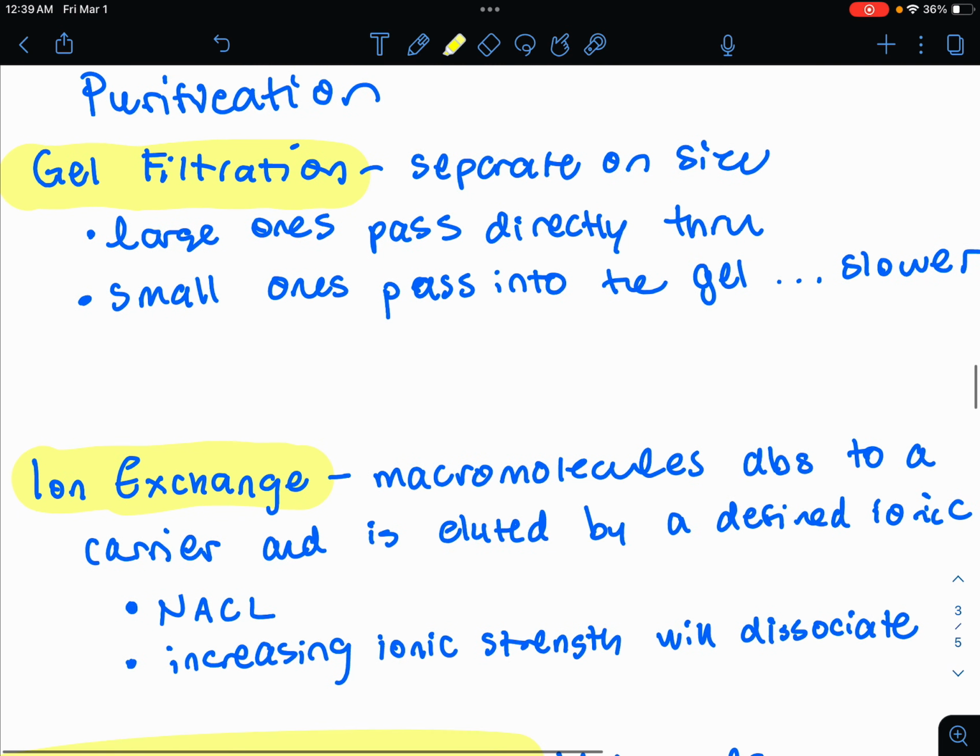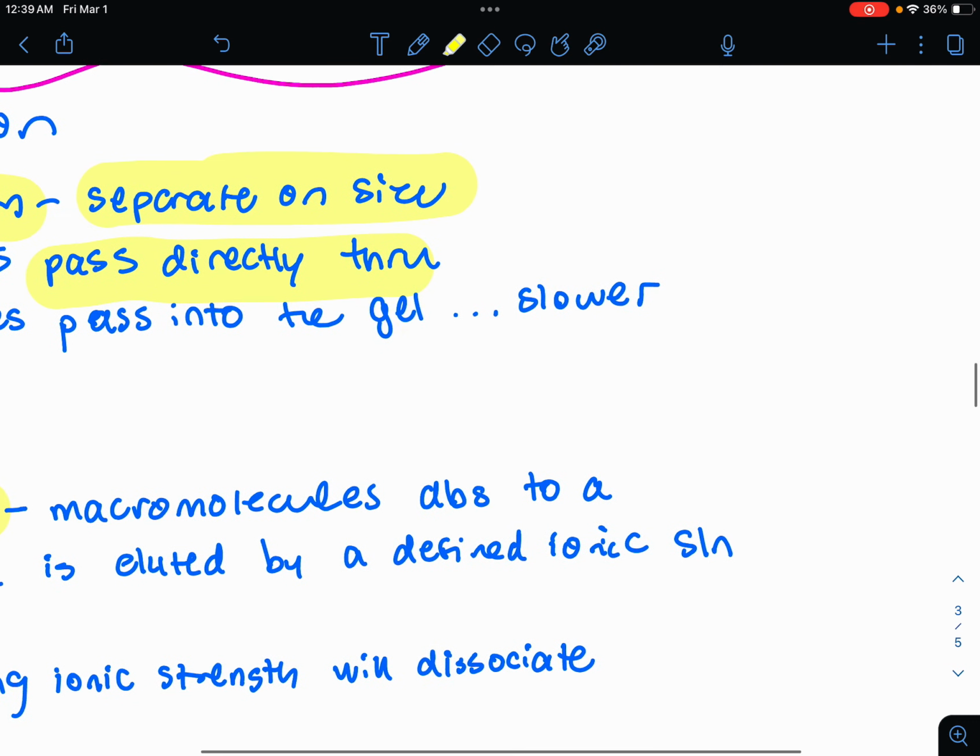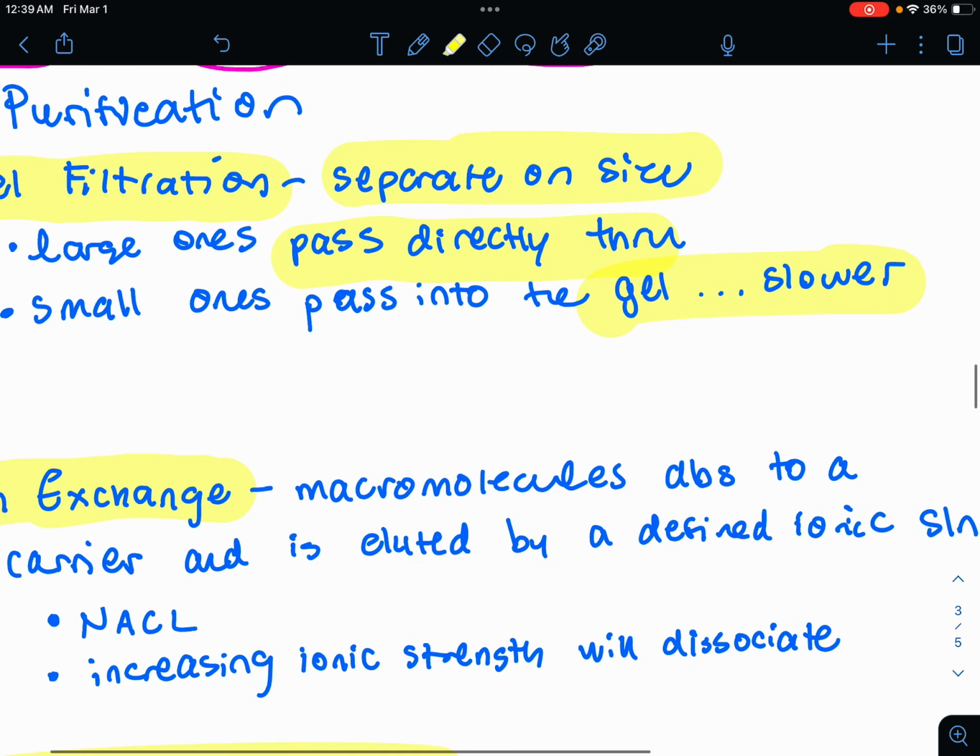One method is gel filtration, where you separate the molecules by their size. Large molecules do not penetrate the gel, and therefore they pass directly through. They're easy going. They go right through. Small molecules will penetrate deeply into the gel. They're going to stick themselves into the gel, and so their passage will be slower because they're sticking themselves inside there, so it's going to be slower.